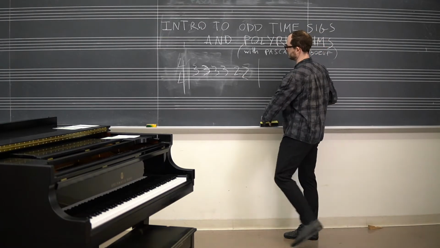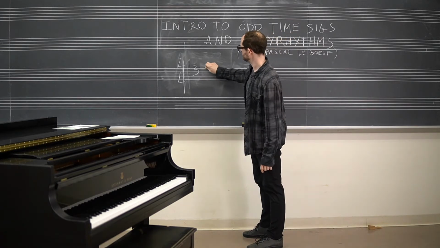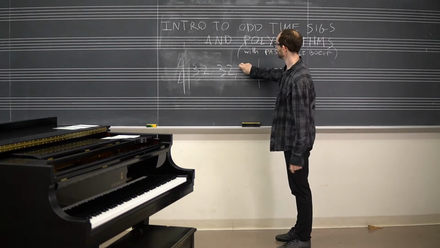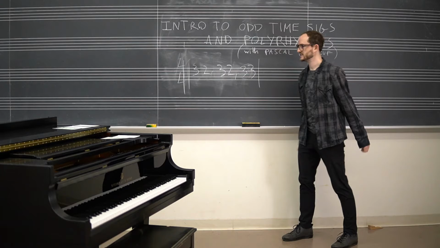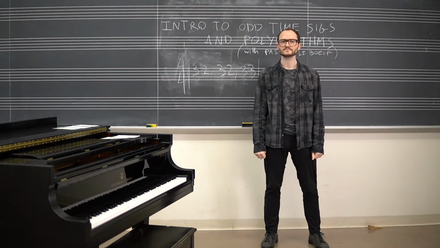This one's a tricky one. I'm going to do a 3 2, and then another 3 2, and then I'm going to fill in the rest with the remaining 3s. All these are going to add up to 16, of course. So this one's fun. Ready? I'll do it a little slower.